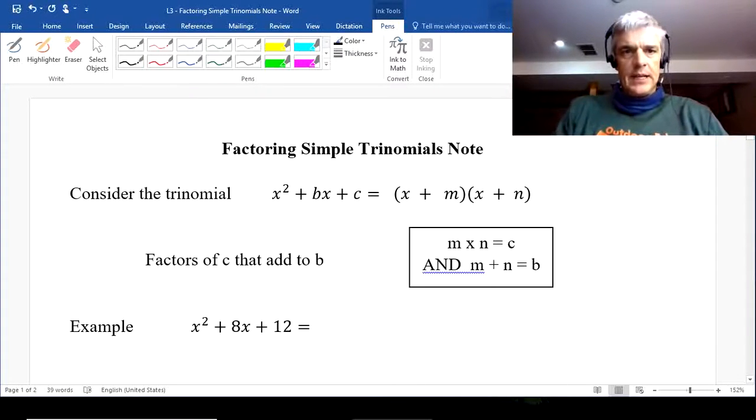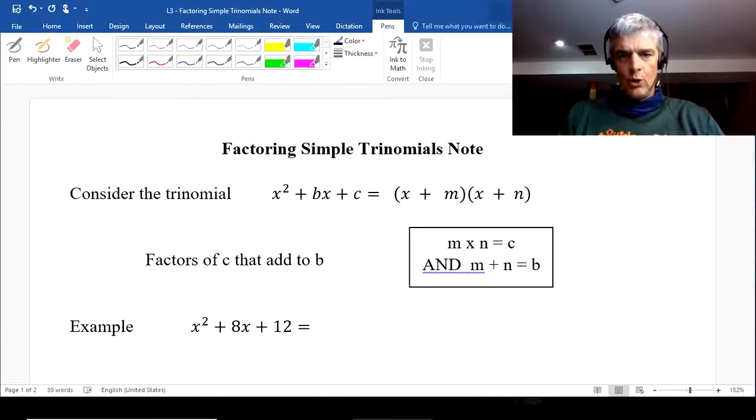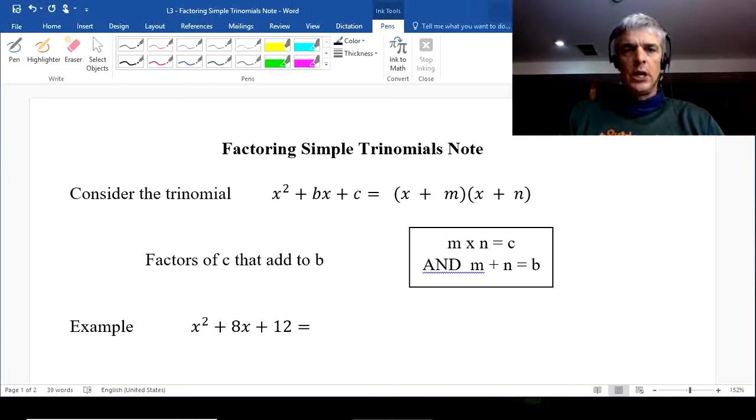Okay, welcome to this lesson on factoring simple trinomials. And this is the note. If you haven't opened it, you can maybe go grab your note and open it up.